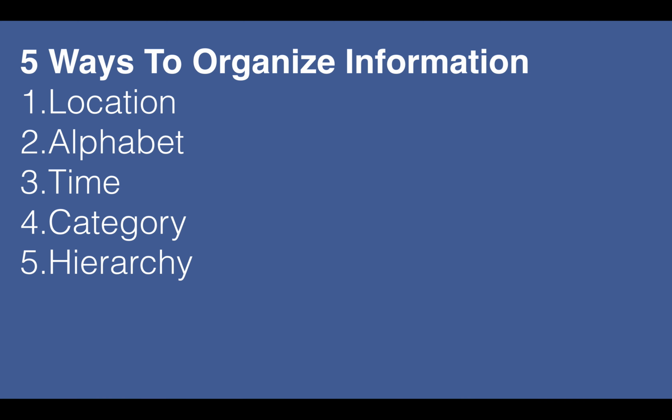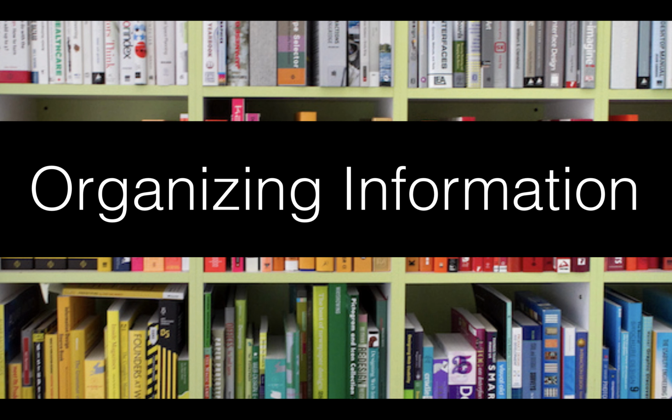In total, there's 5. Wurman also often called this acronym LATCH. L for location, A for alphabet, T for time, C for category, and H for hierarchy. Those were 5 different ways to organize information based on Wurman's work.